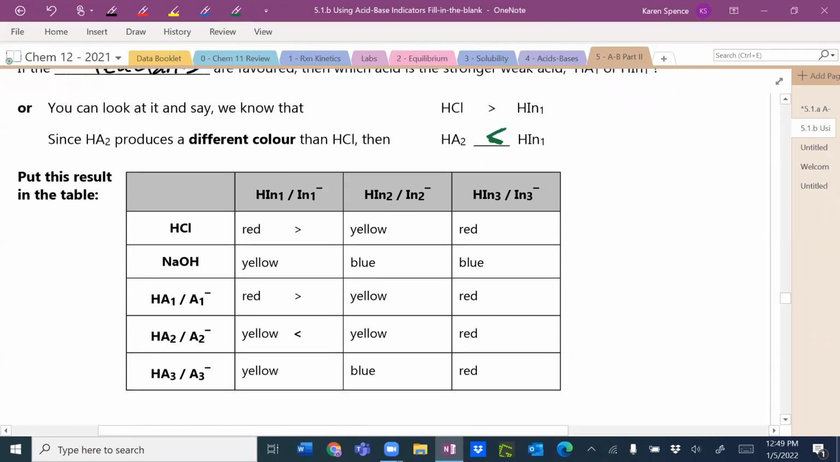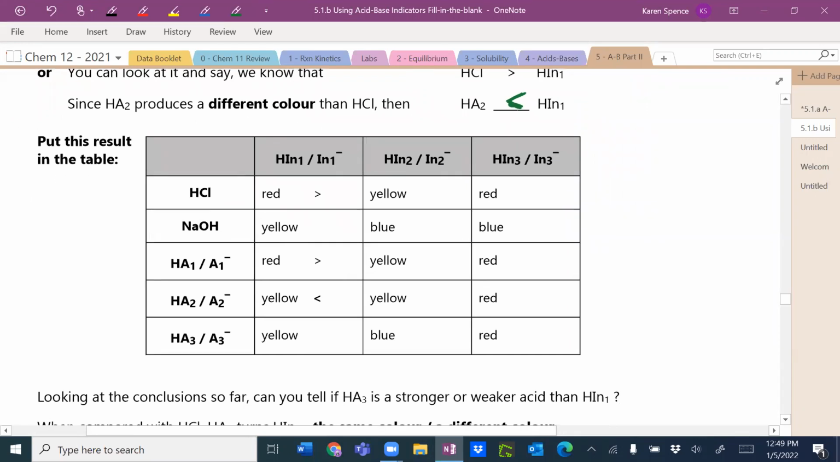So let's put them in a table. Here we go. Once again, we still have our HCl is stronger than the HIN1. The HA1 is stronger than the HIN1, but the HA2 is weaker than. So this is the weaker end is pointing at the HA2, and the stronger end is pointing at the HIN1. Okay.